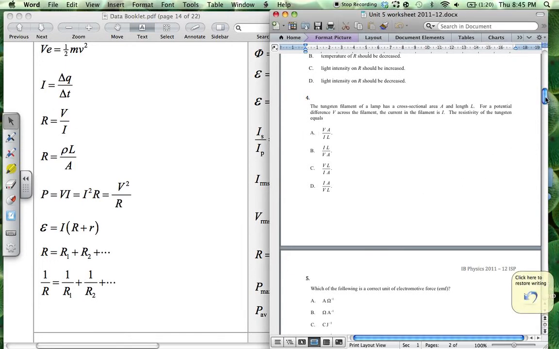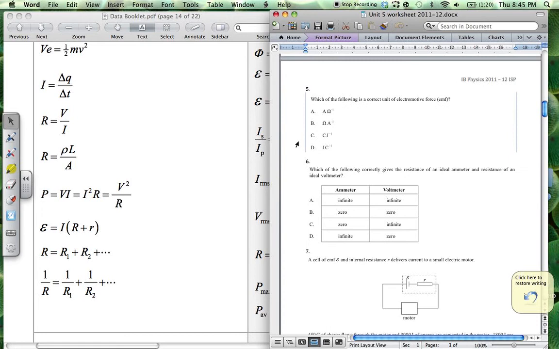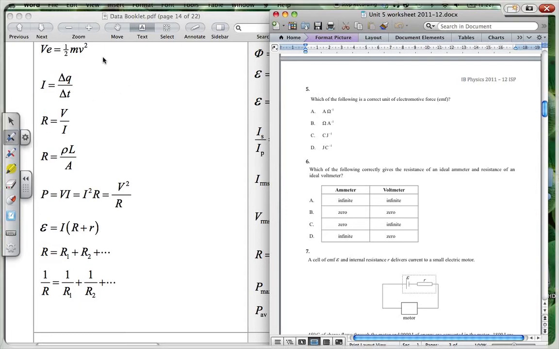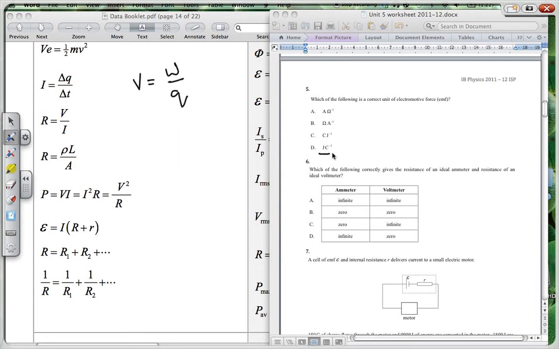Going on to question 5. Which of the following is the correct unit of the electromotive force? Well, the electromotive force, the EMF, is a potential difference. Remember, your formula for that is V is equal to W over Q. So it would be a joule per coulomb. This is energy and charge. Alright, so it would be this one over here, it would be 5D.